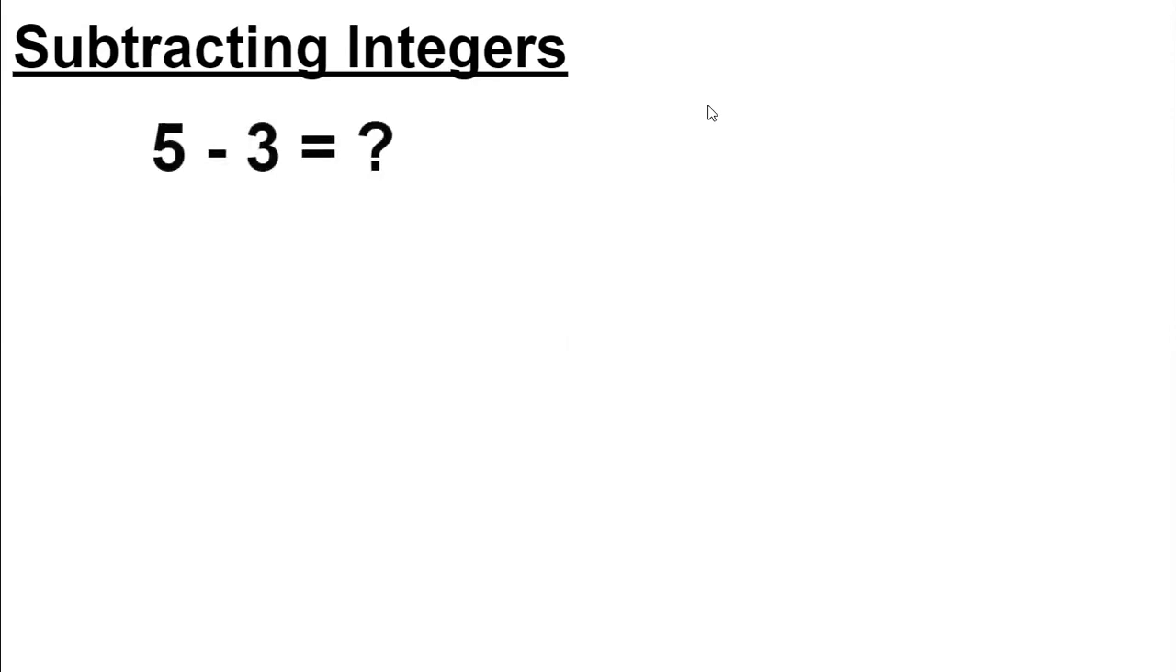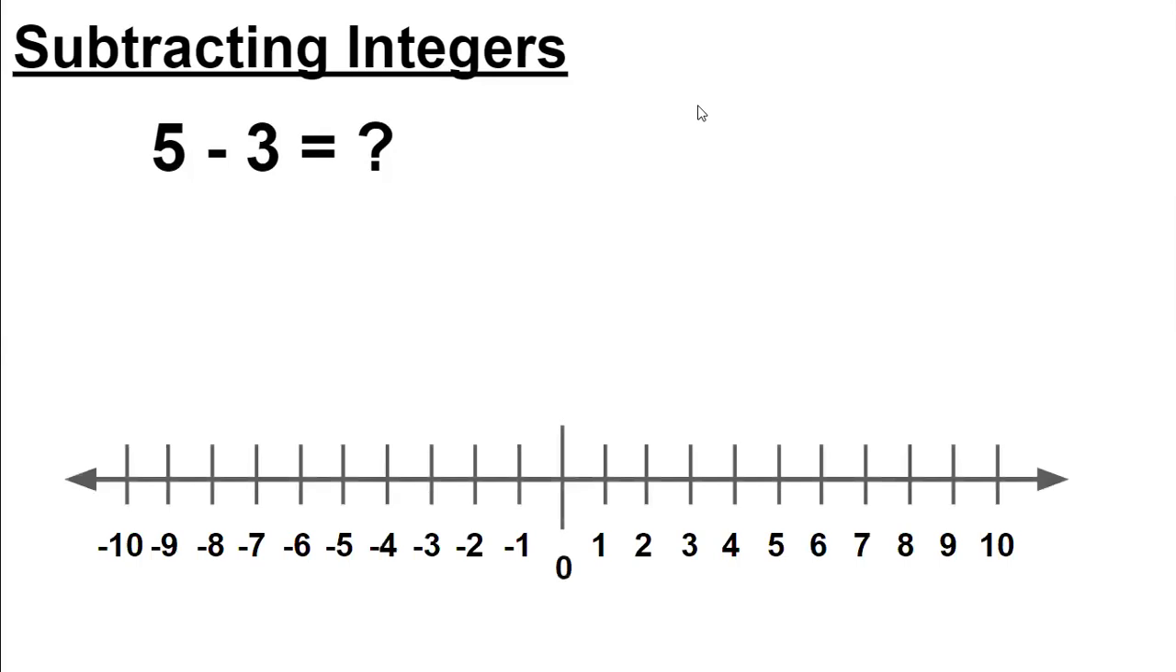Okay, now we're going to subtract. 5 minus 3 equals question mark. Well, I bet you can do this one in your head really easily. However, we need to see how this looks on a number line. So let's bring up our number line. So first we're going to go 5 to the right because that's a positive, right? And then we're going to subtract 3. So which direction are we going to be going? Exactly. We're going to go backwards to the left.